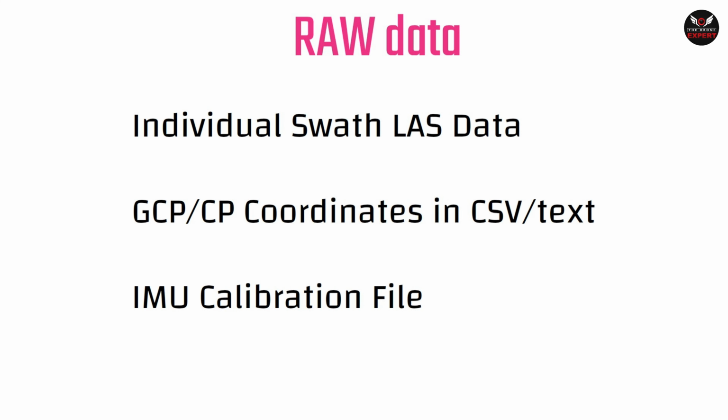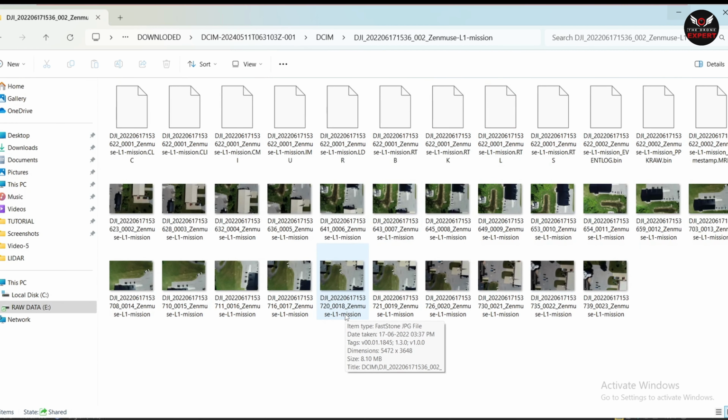Let's understand this with an example. This is DJI LiDAR L1 data. Here we can see images with other files like the LDR file, RTK file, IMU calibration file and others.